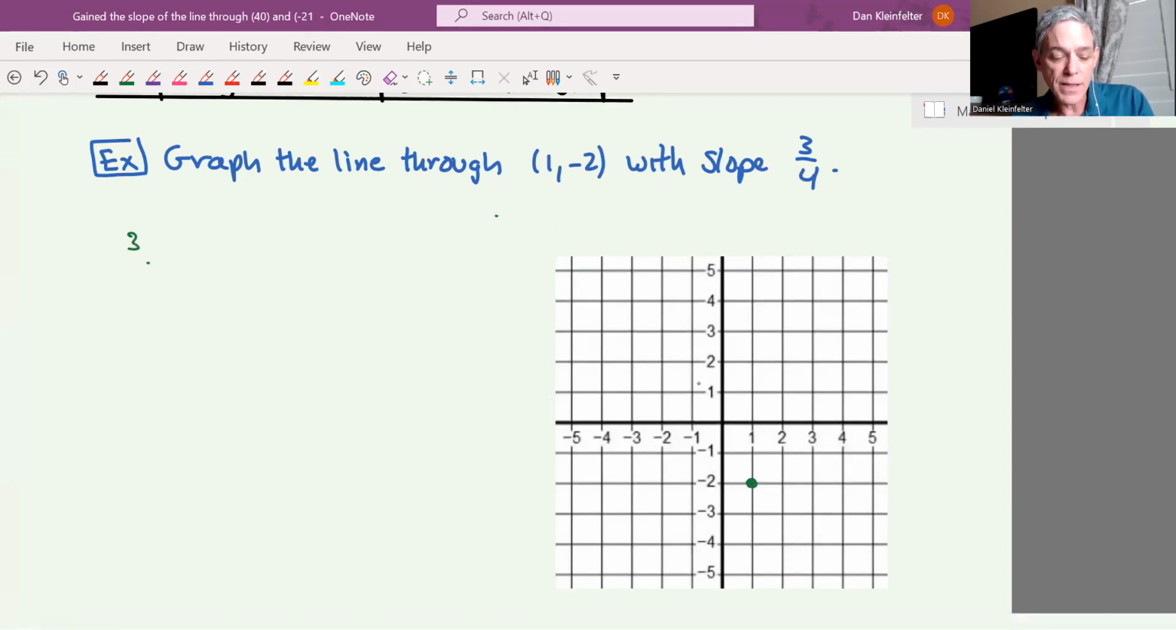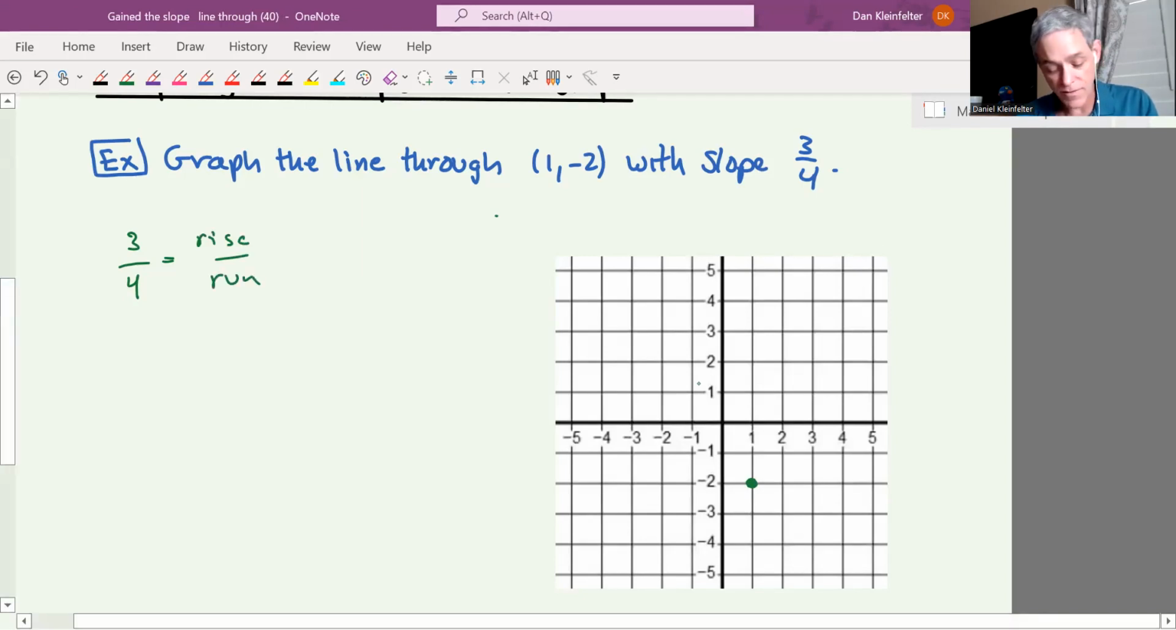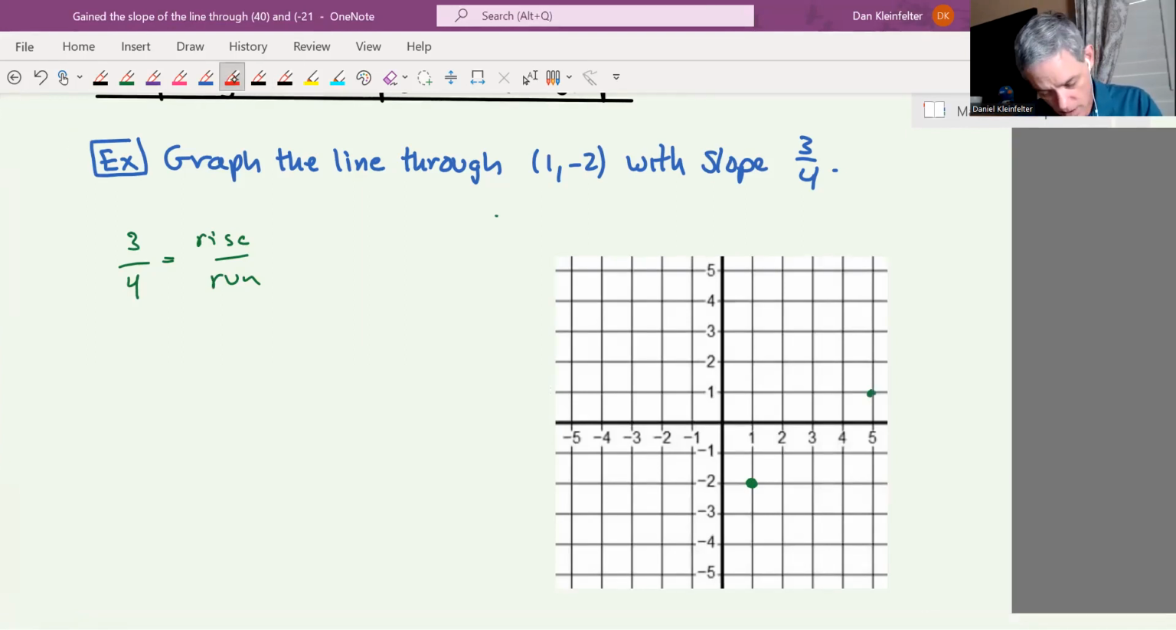Okay, the slope is going to give us a recipe for how to get to elsewhere on the line. So remember that the 3/4 is the rise over the run. And so from the one point I have, we will go up 1, 2, 3 units, and then we'll go to the right by 4 units. Okay. Let me draw that in. So that's a vertical change of 3, and then a horizontal change of 4.